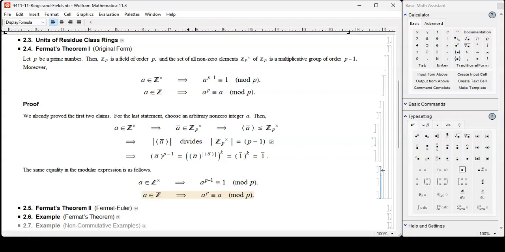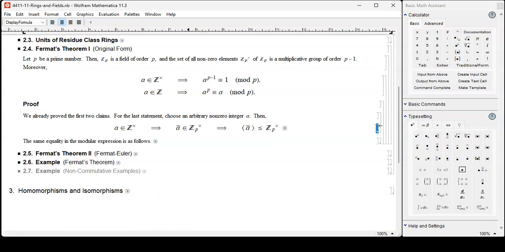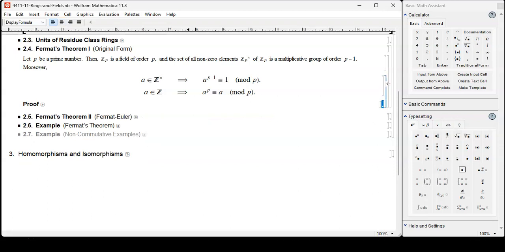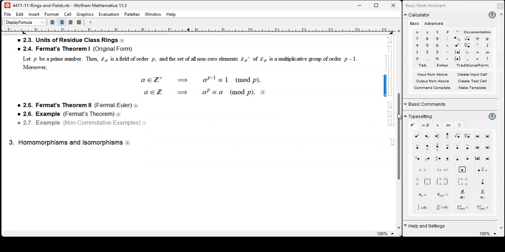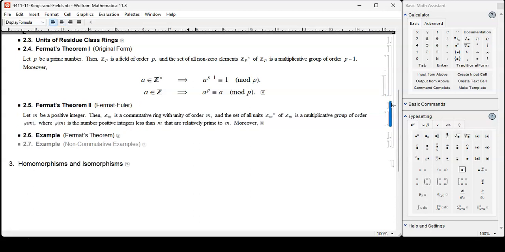And before talking about any of its applications, let's consider its extension a little bit while our memory is still fresh. So instead of starting from any prime number, let's begin with an arbitrary positive integer. By the way, this extension of Fermat's theorem is done by Euler, so I named it the Fermat-Euler theorem. Now, Zm in this case is a commutative ring with unity of order m. It doesn't have to be a field, it doesn't have to be an integral domain.